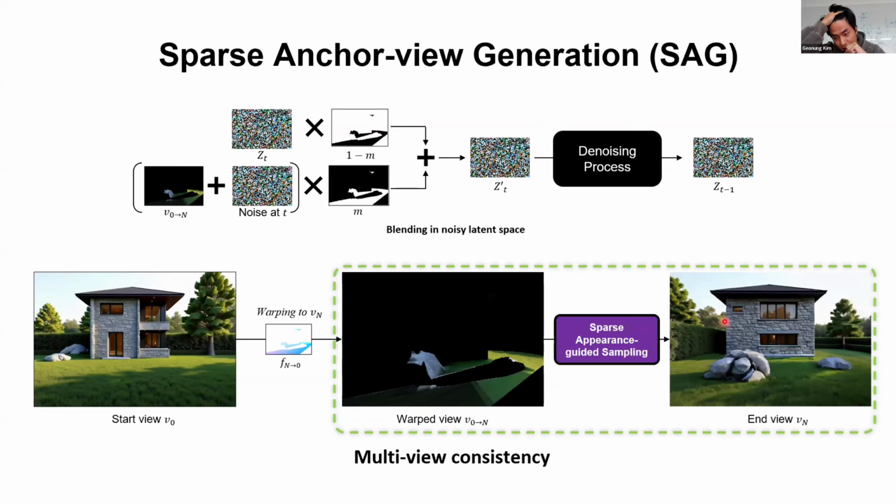The natural following question about this is how we can ensure the multi-view consistency, because the diffusion model has innate randomness, so it is just a rough guidance, so it cannot ensure the strict multi-view consistency.